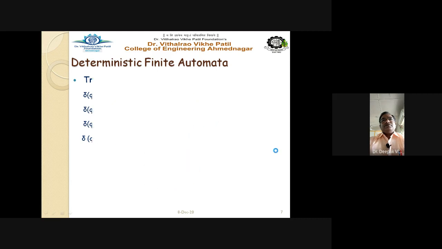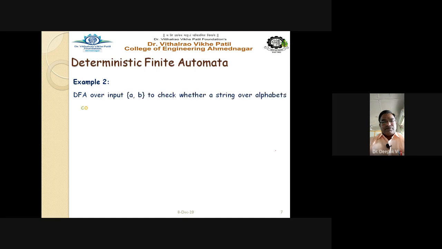Okay, next we'll see another example, example number 2. Design a DFA over the input alphabets A and B, only two input alphabets, to check whether a string over these alphabets contains the substring ABB. What does substring mean?